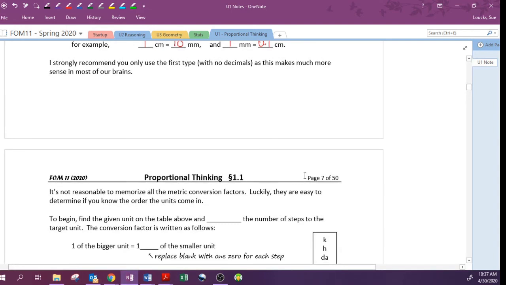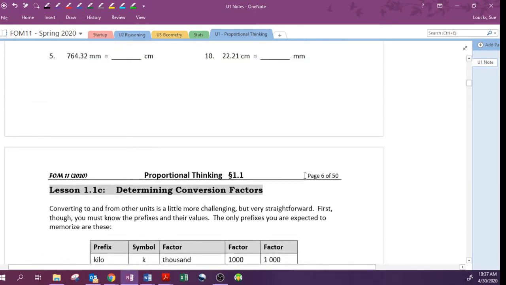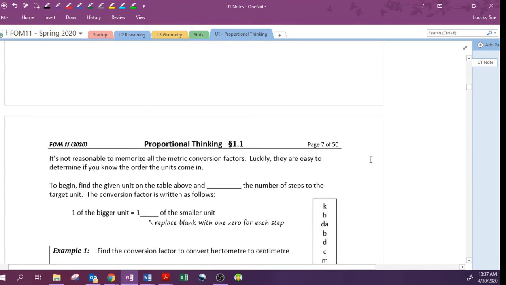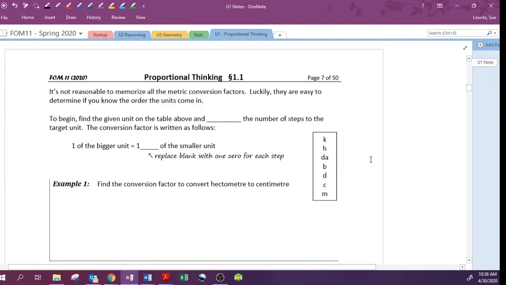Okay, it's not reasonable to ask you to memorize all the conversion factors. If you go back up to the table, I'm not going to ask you to memorize what the conversion factor is from kilo to deci and from hecta to deci and hecta to centi. That would be silly. But there's easy ways to figure it out on the fly if you know the order the units come in, which is why we have our dancing killer hedgehogs, or killer hedgehogs dancing. I should keep it that way.